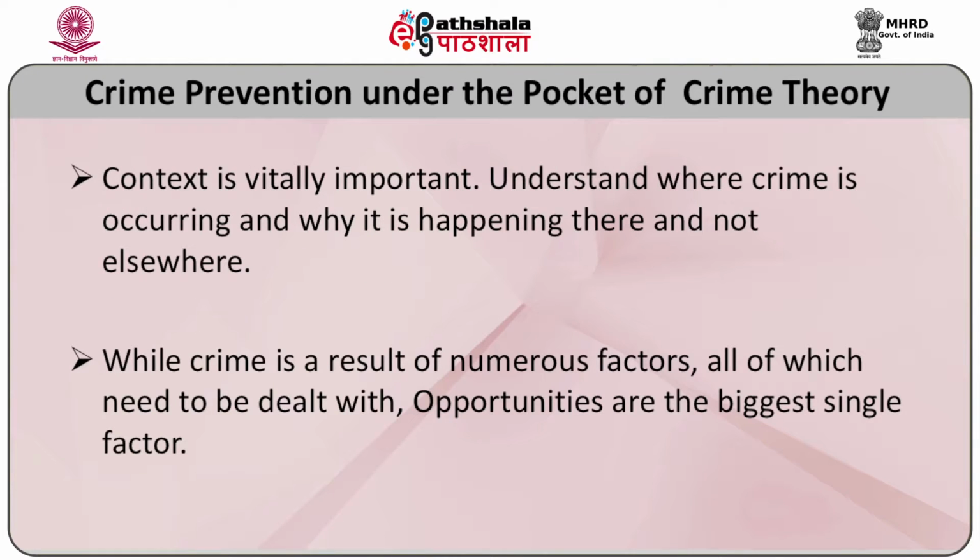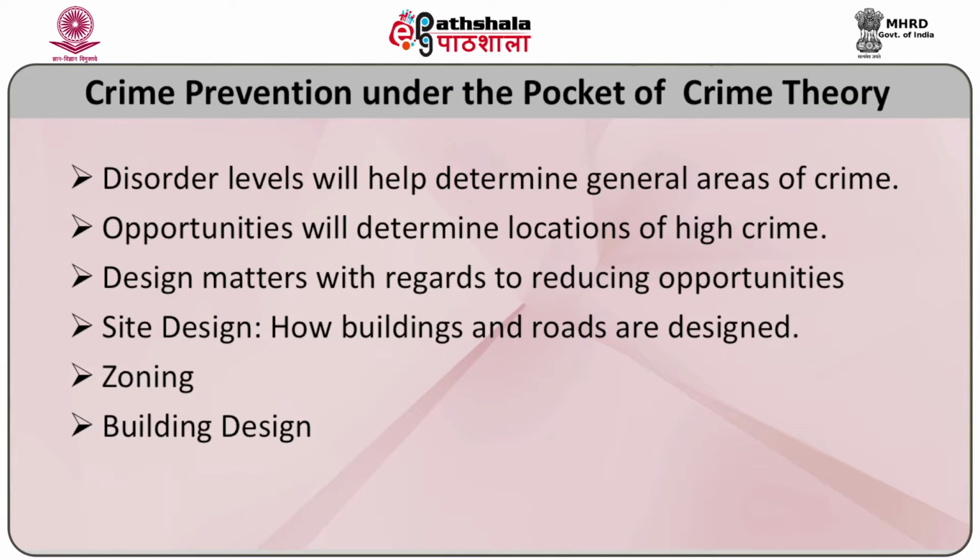Crime prevention under the pocket of crime theory. This theory implies that for prevention of crime, context is critically important: understanding where the crime is occurring and why it is happening there and not elsewhere. While crime is a result of numerous factors, all of which need to be dealt with, opportunities are the biggest single factor. Disorder levels will help determine general areas of crime. Opportunities will determine locations of high crime. Design matters with regards to reducing opportunities.